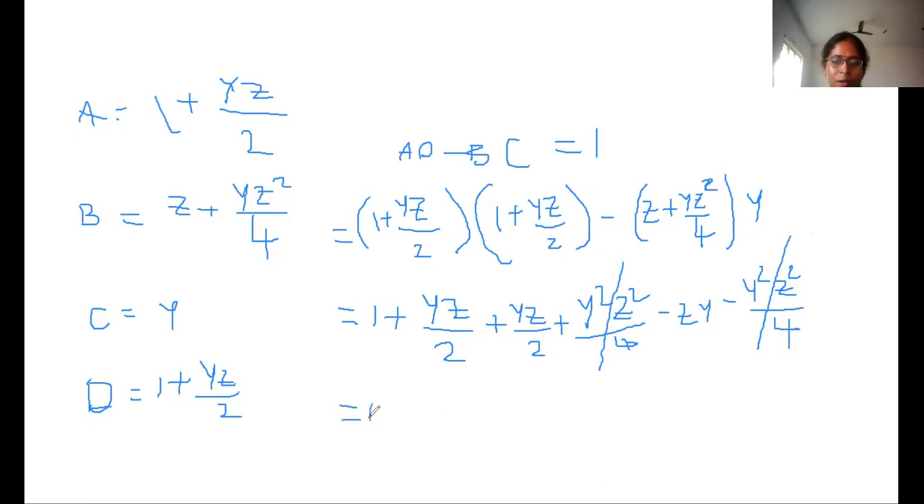And here we can get 1 plus YZ by 2 plus YZ by 2. Adding the same terms, adding both these two values, 2YZ by 2 is nothing but YZ. YZ minus YZ. So these are also the same terms with opposite signs. They can be cancelled here. So you can get the value 1. So the A, B, C, D parameter conditions can be satisfied here. The first condition is A equal to D.